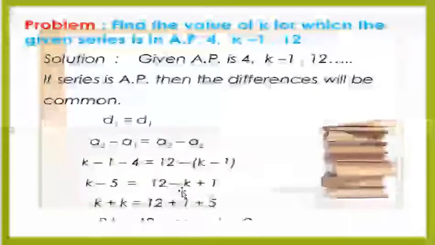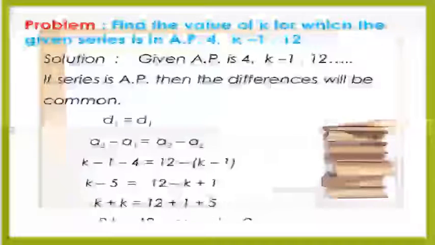Solving this, opening the bracket, it will be k minus 5 equals 12 minus k plus 1. Now k plus k, that is 2k, on this side, and minus 5 goes to that side. So 2k is equal to 12 plus 1 plus 5, that means 18, and k is equal to 18 divided by 2, which is equal to 9.